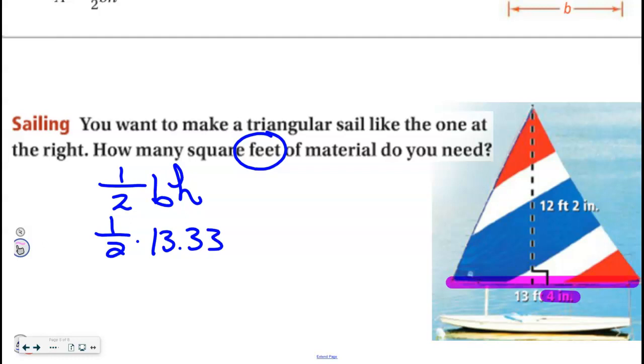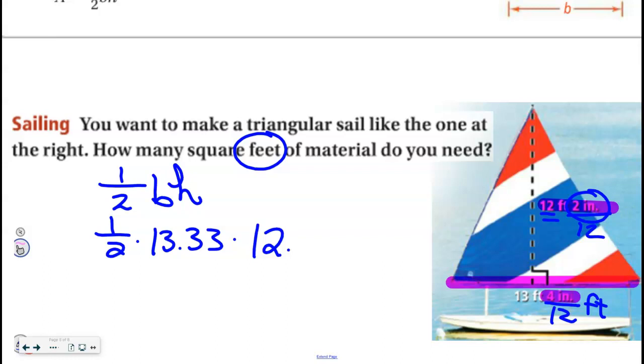3.3. And I got the 3.3 from doing 4 divided by 12 feet. So you might want to put that on your picture. That's 1/2 of the base times the height, which is 12 feet, 2 inches. I need the 12, but I need to have it written all in feet. So again, I'm going to take this 2 inches on my calculator and turn it to feet by dividing by 12. So you need to do 2 divided by 12 on your calculator.